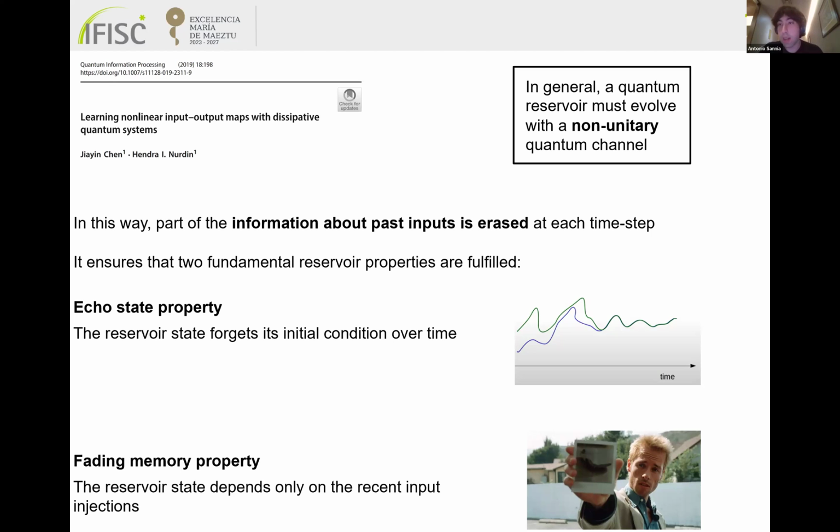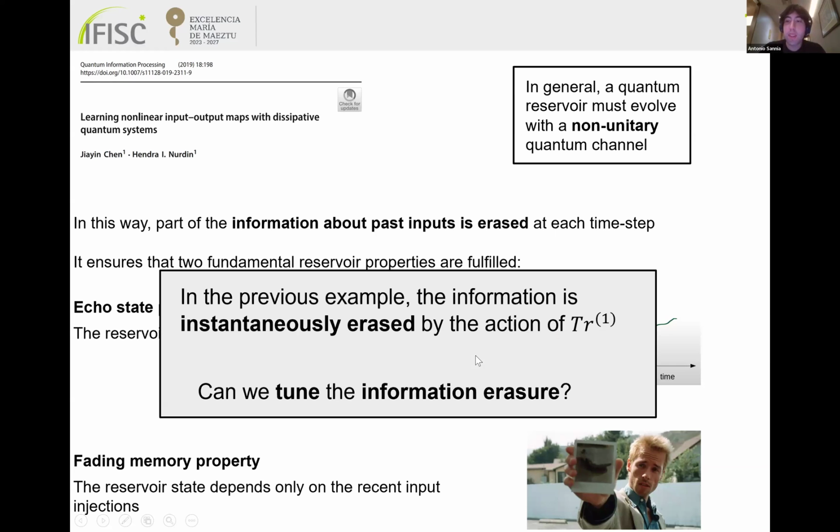And now, a consequence of the echo state property, under typically fulfilled continuity conditions, is the fading memory property, which means that the state of the reservoir will depend only on the recent input injection. So we forget about the past input injection. I hope you will recognize the reference. Like I said in the previous example, the non-unitariness is introduced by the partial trace, and this partial trace is a discrete operation.